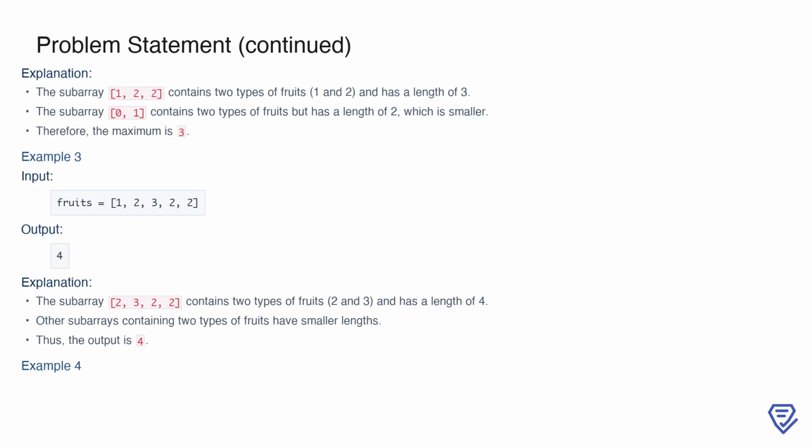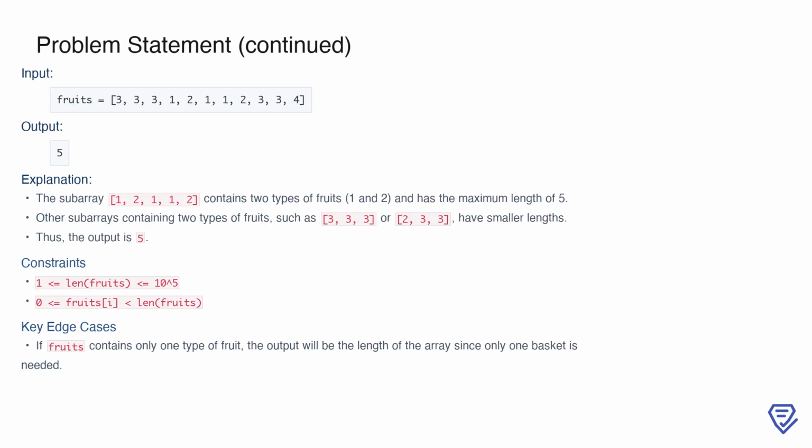For further clarity, let's analyze another example. Suppose the input is fruits equals 1, 2, 3, 2, 2. The maximum number of fruits you can collect is 4, and the valid subarray is 2, 3, 2, 2. This subarray contains exactly 2 types of fruits, 2 and 3, and it is the longest subarray that satisfies the condition. While other subarrays like 1, 2, or 3, 2, 2 also contain 2 types of fruits, their lengths are smaller than 4. Hence, the result in this case is 4.